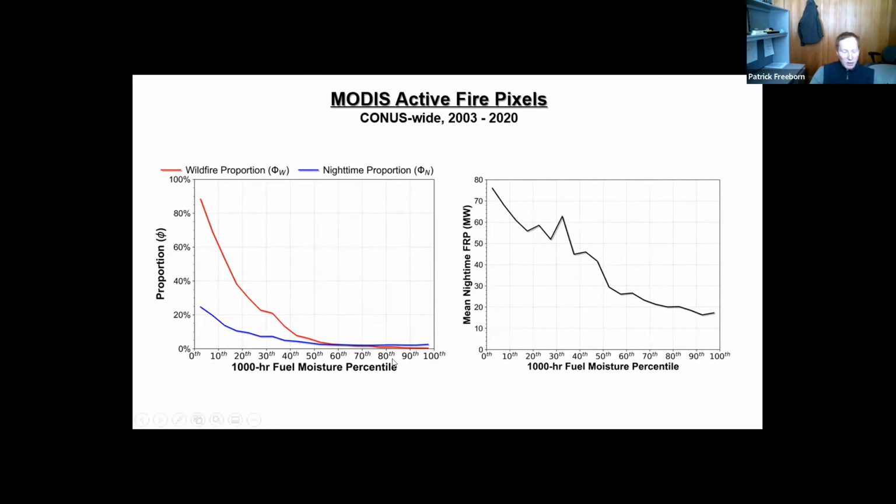Can you still see my slides? Am I still sharing? So maybe what we could do is bring those active fire pixels into Fire Family Plus, if anybody's familiar with that program out there. Then you could use the nighttime fire activity to maybe identify some breakpoints and thresholds where you start to see an increase in the nighttime fire activity.